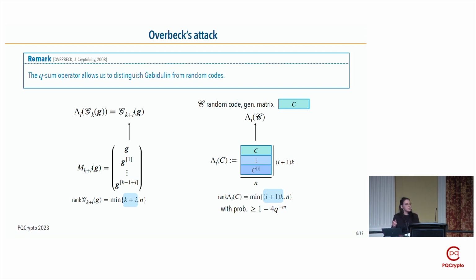While if we apply the Q-sum operator to a Gabidulin code, we get a Gabidulin code. And the dimension, for example, of its Moore matrix is equal to the minimum between k plus I and n. So if we choose an I for which k plus I is equal to the rank of M_{k+I}, then this rank is much smaller than the rank of the matrix Lambda_I of C. So the Q-sum operator basically allows us to distinguish Gabidulin codes from random codes and to possibly construct an attack to find the structure of our hidden code.